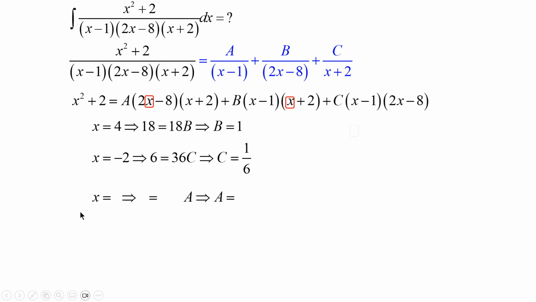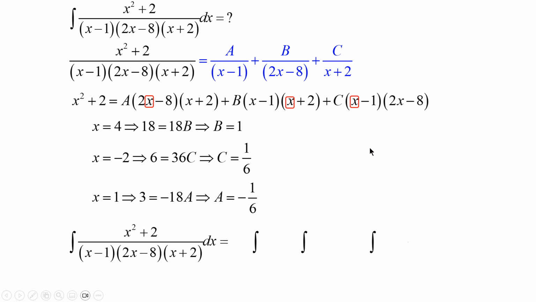And now let's let x equal 1. So if x equals 1, I've got 3 equals, gone, gone, and here I have a negative 6 and a 3, a negative 18, right? So that's going to be A equals negative 1/6. And there you have it.